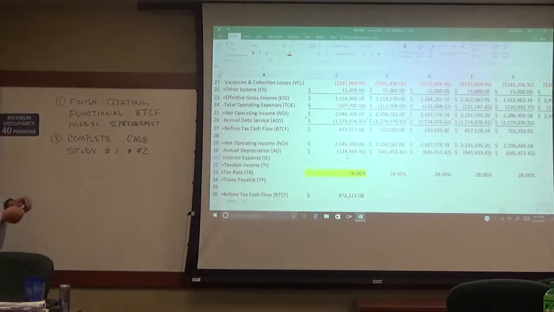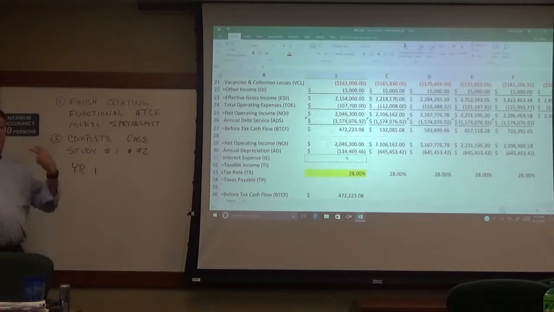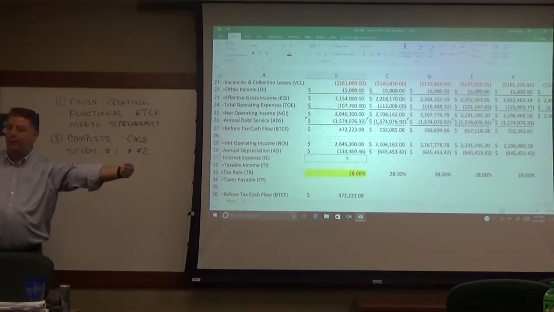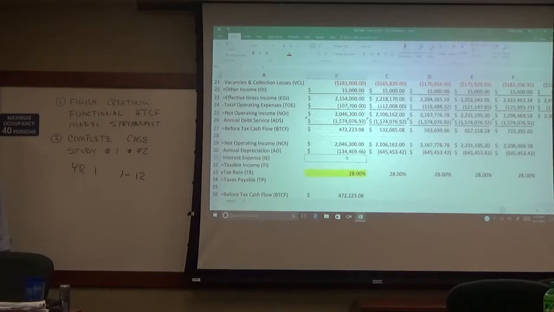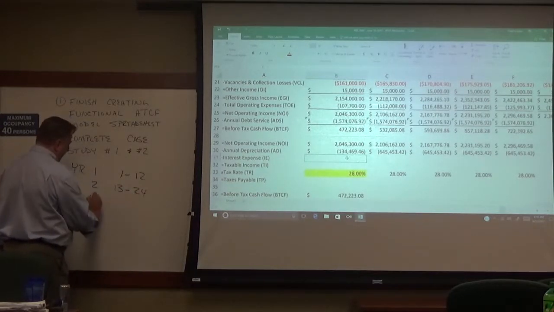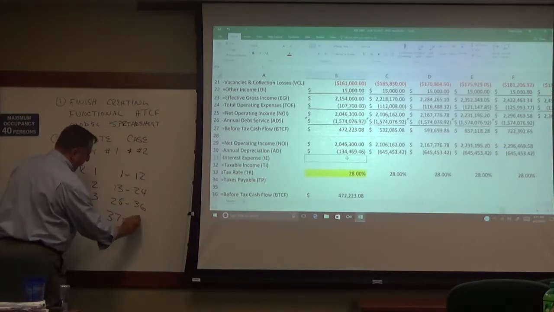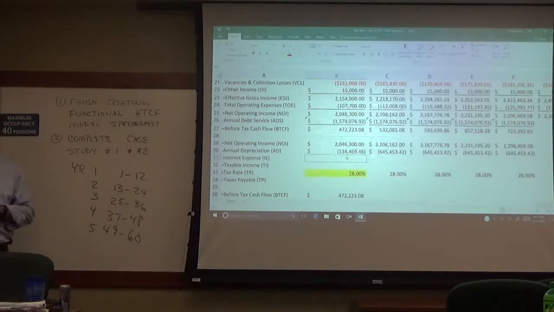Now, year 1 would be what months? In other words, month 1 through what? 12. Okay. Year 1 is going to be months 1 through 12. Everybody understand that? Year 2 is going to be months what? 13 to 24. Year 3, 25 to 36. Year 4, 37 to 48. And year 5, 49 to 60. Okay, does everybody understand that? Yes or no? Okay?